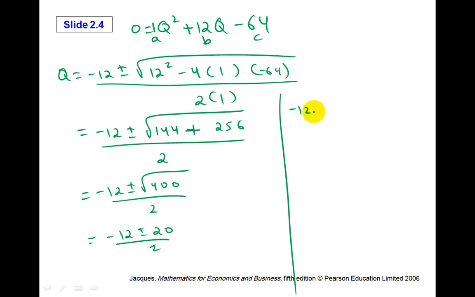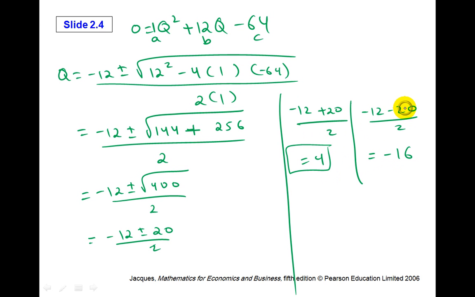The first case is, or, here minus 12 plus 20 is 8. 8 over 2 will give you 4. Or minus 12 and minus 20 is minus 32, divided by 2 will give you negative 16. So these are the values of Q. Either Q is 4 or Q is negative 16.